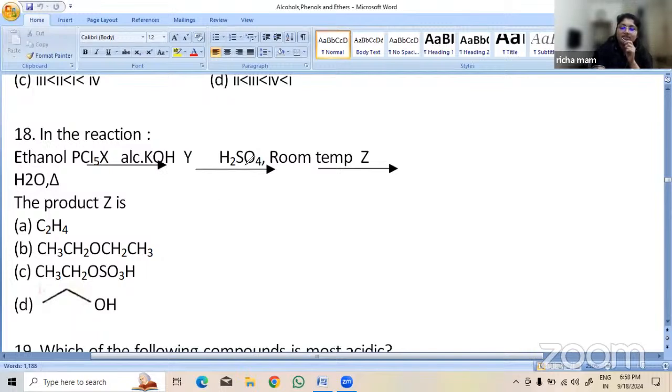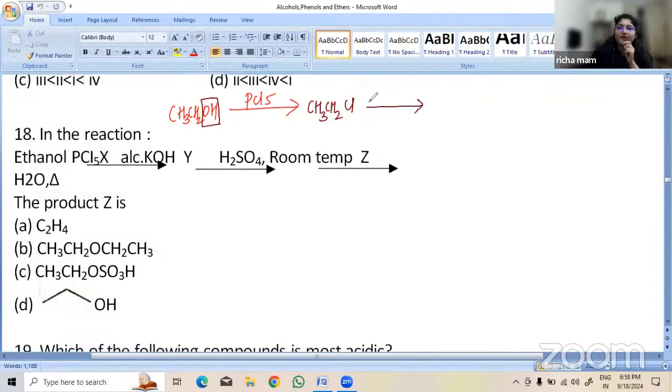First is the ethanol. Let us write ethanol, CH3CH2OH. Now this ethanol in the presence of PCl5, phosphorus pentachloride. When you have phosphorus pentachloride, your OH will be replaced by Cl. So it will be CH3CH2Cl. The OH group is replaced by Cl.